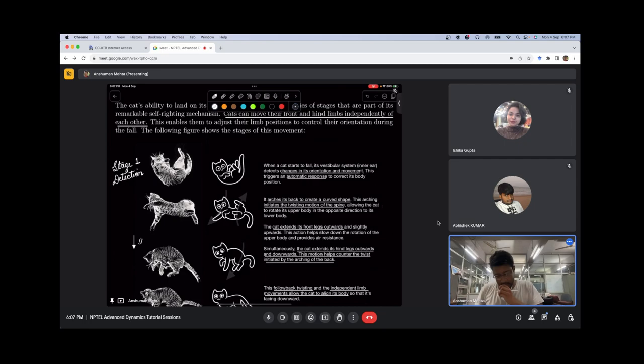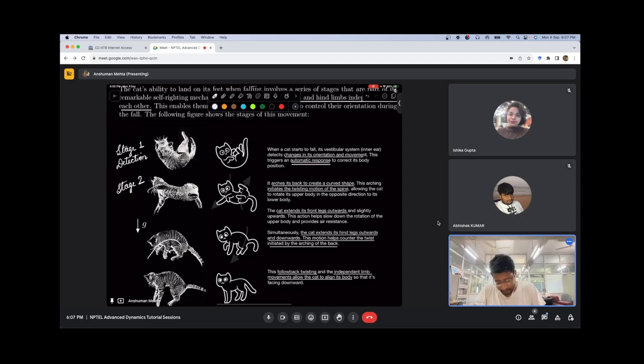Now stage 2 is where it arcs its back. So as you can see, it makes a curvature. Okay, so it's an arcing of the back, and this arcing initiates the twisting moment.